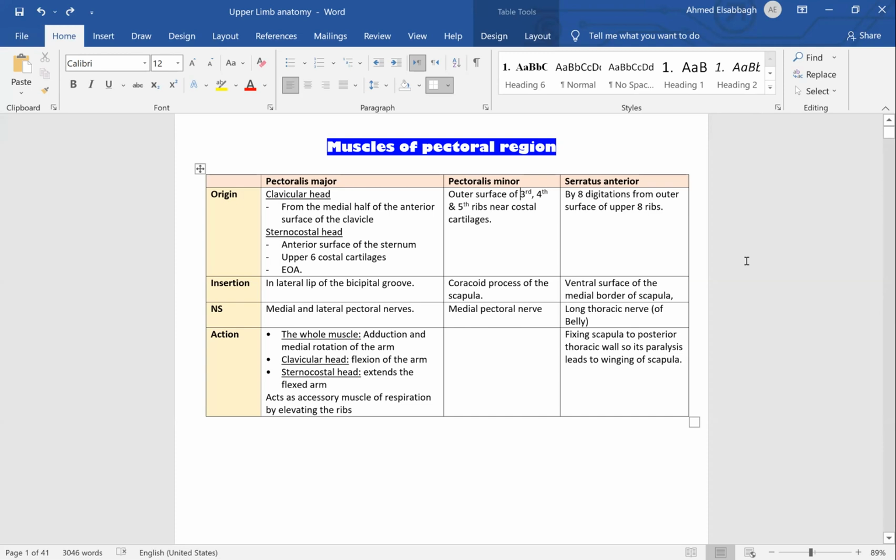As usual, we will start with anatomy, and the first chapter in anatomy is upper limb anatomy.